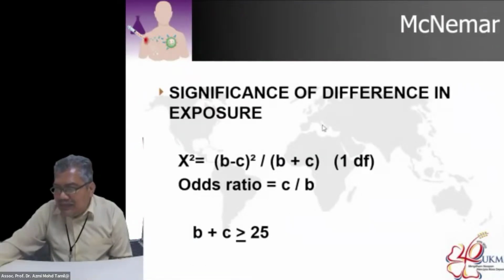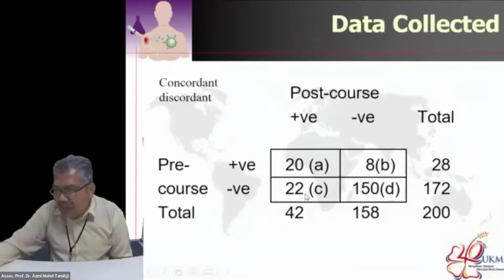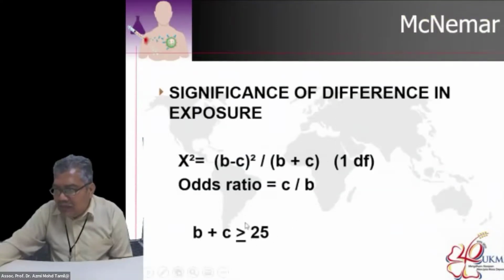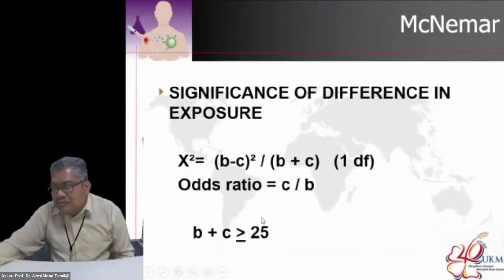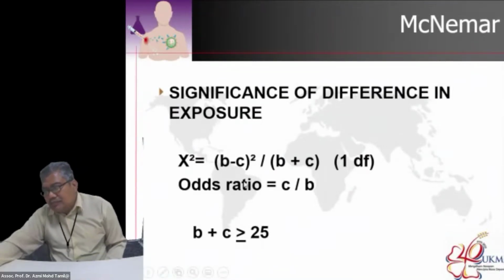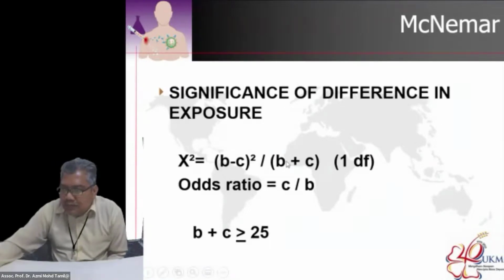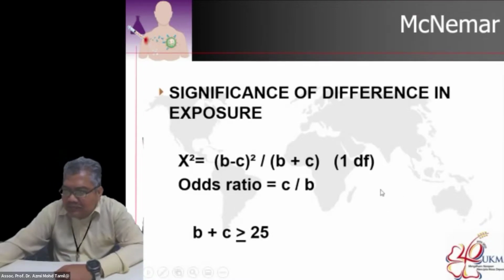If B plus C is larger than 25, like here it is 30, so you are okay. Then you use this formula: (B minus C) squared divided by (B plus C), to get the McNemar's test. If it is less than 25, you use this one, with minus 1. I'm going to show a formula later.